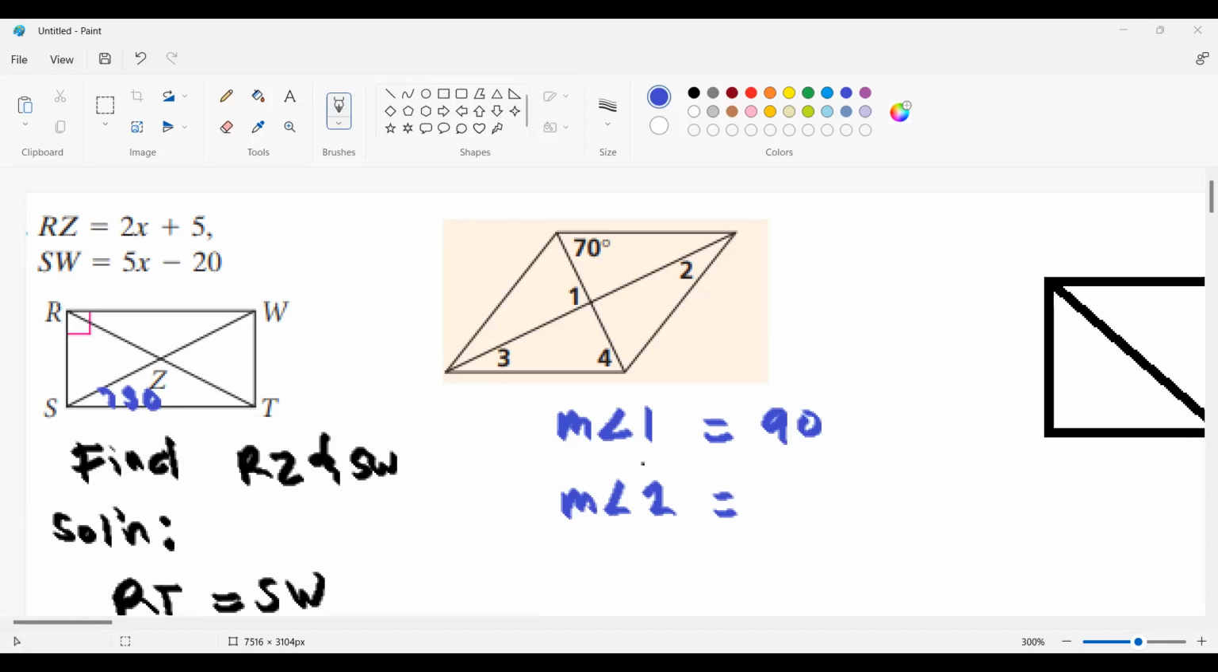So how do you get the degree measure for angle 2? Well, that's a separate case naman, no? So, how do we get that? Let me think.